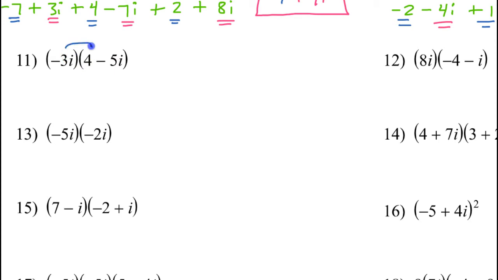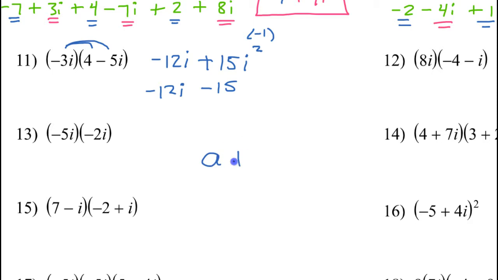So I'm going to take this negative 3i and I'm going to distribute. So that would give me negative 12i and then positive 15i squared. Now this i squared is negative 1. So it's 15 times negative 1, so that is going to be negative 15. Okay, so what I have is negative 12i minus 15.